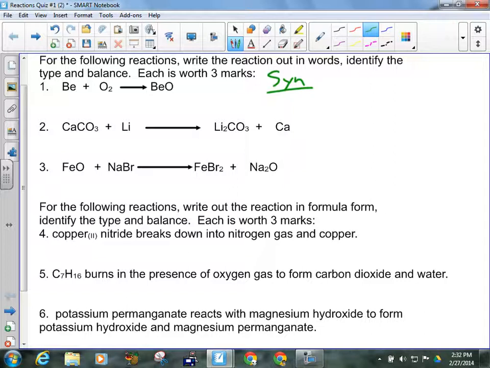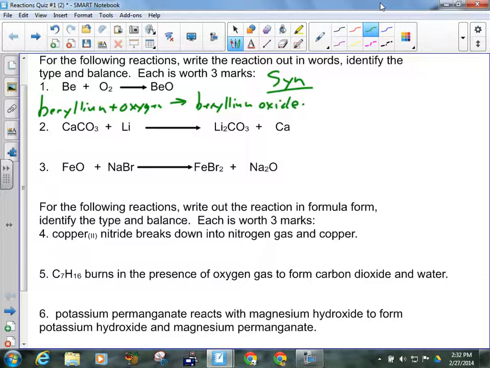If they have synthesis, give them a mark. Okay, we have to write it out in words. So we're looking at beryllium plus oxygen gives us beryllium oxide. If theirs looks like that, give them a mark. No capitals.